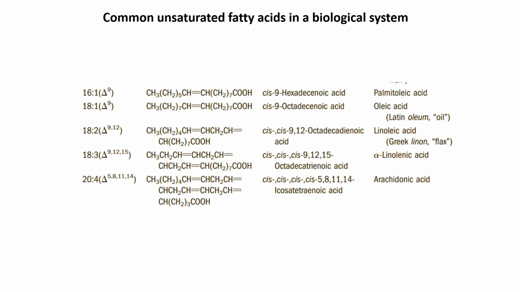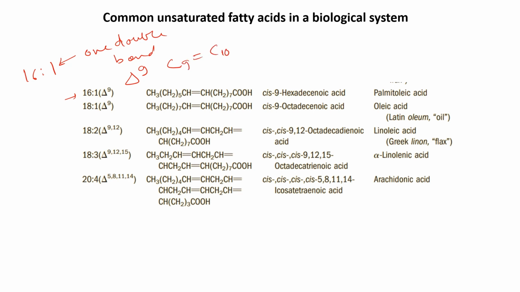Now come to common unsaturated fatty acid in the biological system. Now how it is written? 16:1. That means 1 means 1 double bond. It contains 1 double bond. Now here it is written delta 9. That means in the ninth position the double bond is present. That means between carbon number 9 and carbon number 10 the double bond is present.